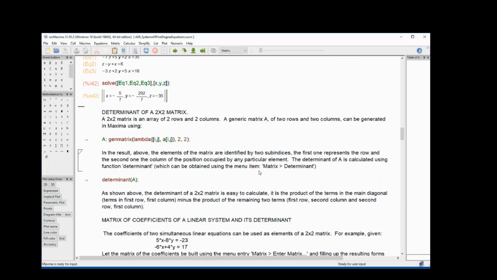Now, there's a way to solve using matrices. So what is a matrix? A matrix is a square array of terms that are used in an area called linear algebra.